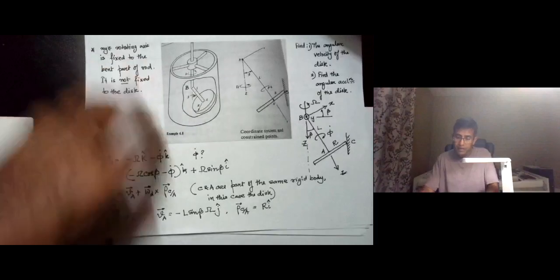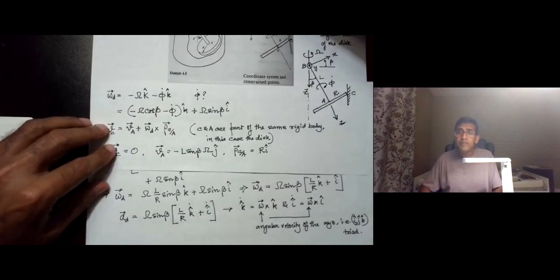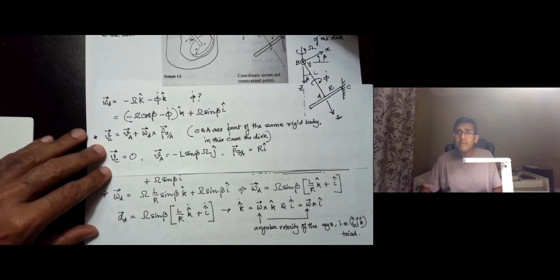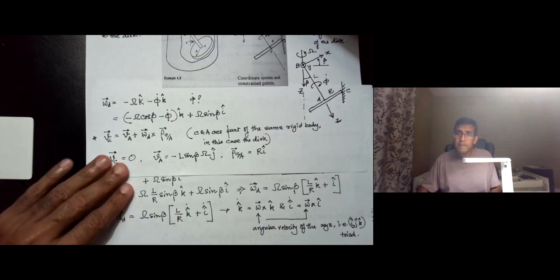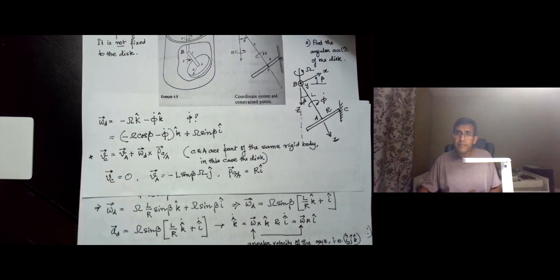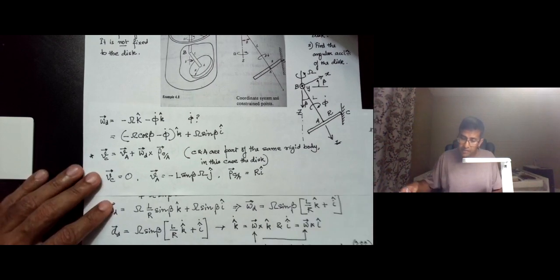Now there are two particular results that we would like to take a look at. The first result is the angular velocity of the disc. The net angular velocity of the disc is given by this expression. So let me just write it down so that everything is in our view.